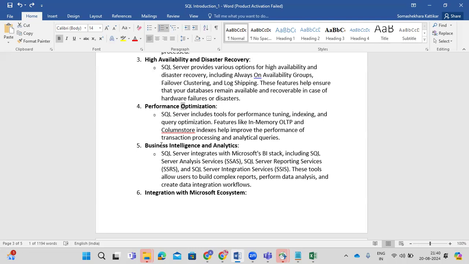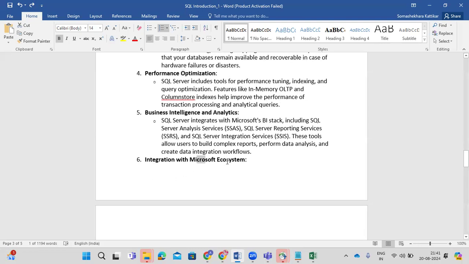It has very good features: SSIS, SSRS, SSAS. These are the business intelligence tools in Microsoft SQL Server. SSIS, SQL Server Integration Services, is an ETL tool. SSRS, SQL Server Reporting Services, is a reporting tool. SSAS, SQL Server Analysis Services, covers data warehouse concepts in SQL Server. So these are the business intelligence tools incorporated with Microsoft SQL Server. That is an advantage of SQL Server, integration with the Microsoft ecosystem.